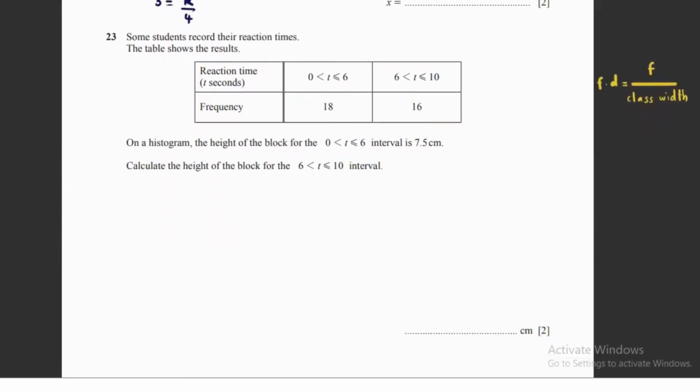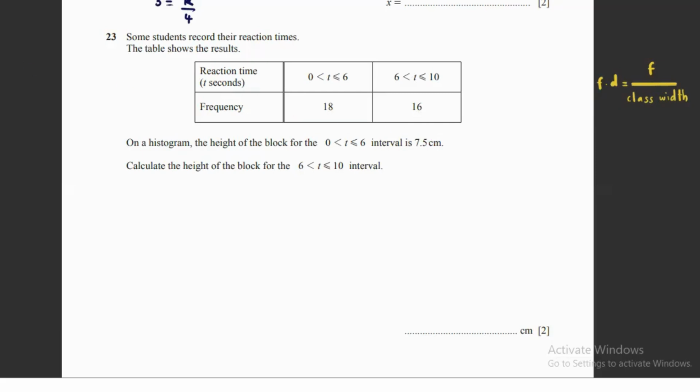In question 23, we are given a table where the class intervals are given in the form of a group, and the frequency is given to us. On the histogram, the first block that is given to us, which is 0 to 6, has a height of 7.5 centimeters, whereas you're supposed to calculate what will be the height of the bar for the second class interval that is given to us.